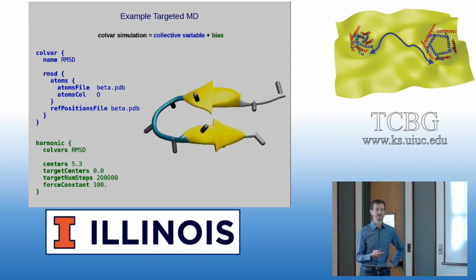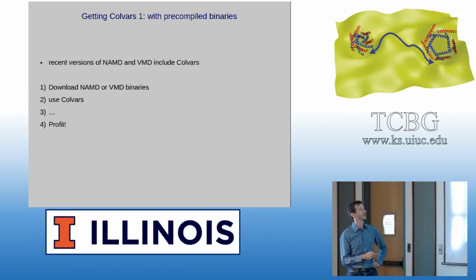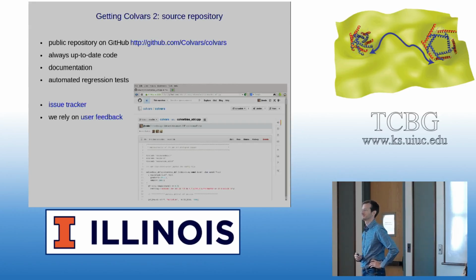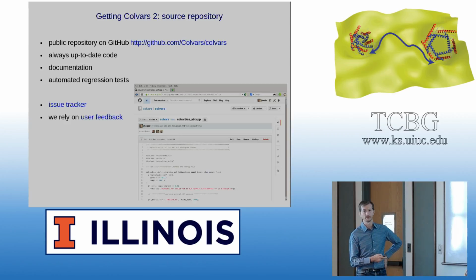Now, okay, you want to run a Colvars calculation. First step, getting the code. How do you get the code? The easiest way is from the precompiled binaries. So just download a recent version of NAMD or VMD, use Colvars, profit. Simple enough. If you're not happy with that, or you want to compile your own version, you want to tinker with the code, you want a bleeding edge version, actually, in NAMD's nightly builds, you get already pretty recent versions.